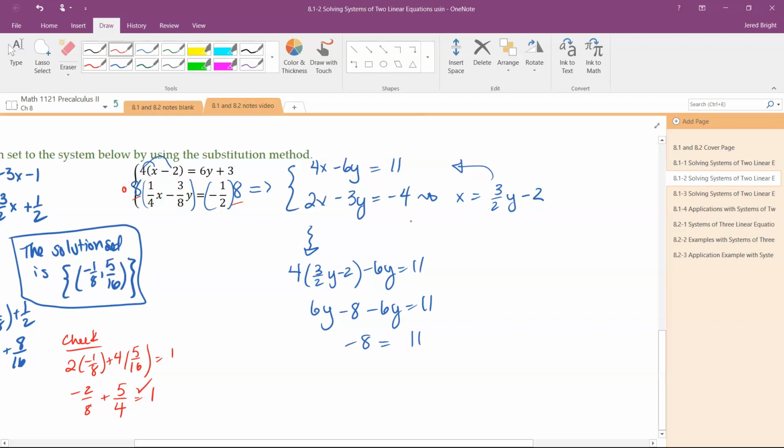Alright, and then I went through and did the substitution. So I solved for x in the second equation. Could have done something else, doesn't matter. And then I substituted that value of x into the first equation, worked that through, and I got minus 8 is equal to 11. Well, that's obviously completely false. So what we would say here is that this is an inconsistent system.